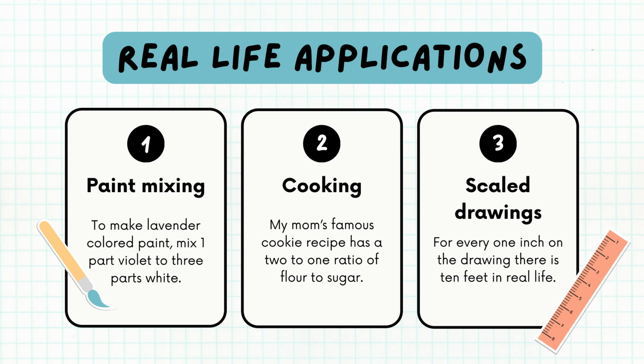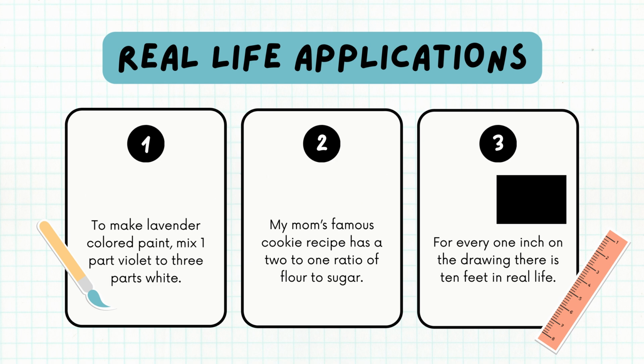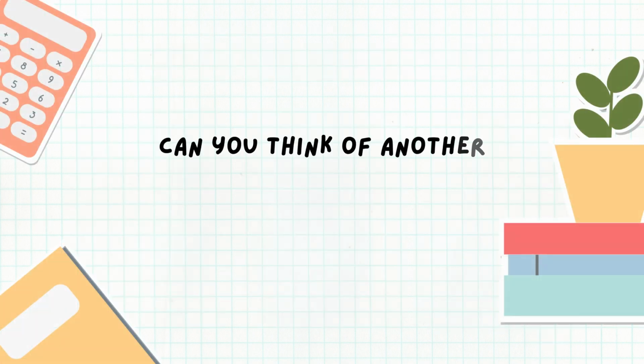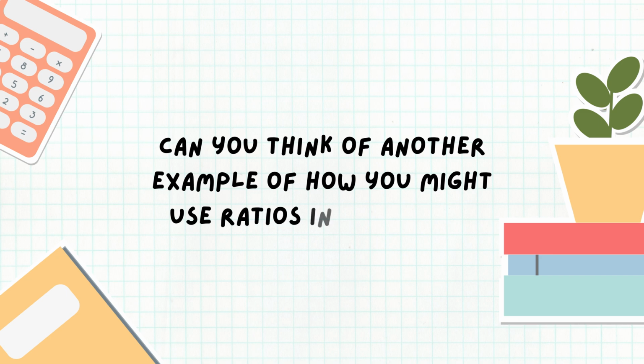Here we have some real-life applications of ratios. Ratios are useful in everyday life. We use them in paint mixing, cooking, scale drawings, and many other real-life situations. The ratio method helps us keep correct proportions and make accurate adjustments. Can you think of another example of how you might use ratios in your life?